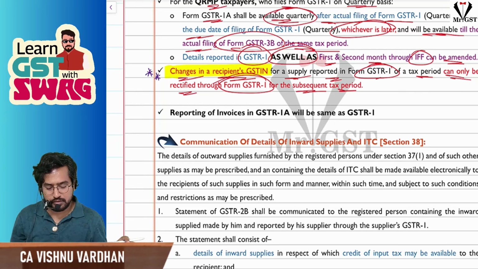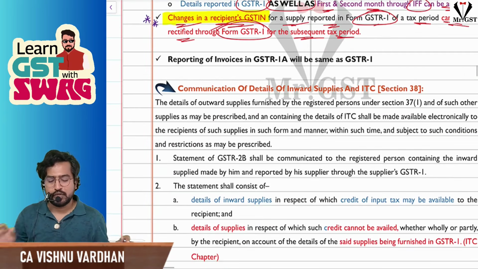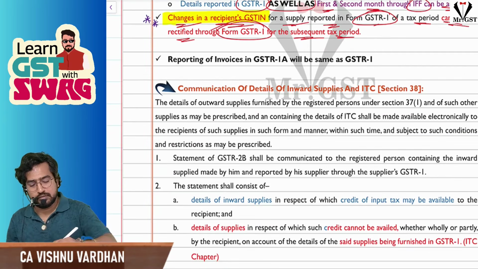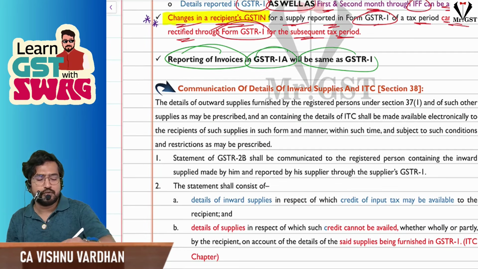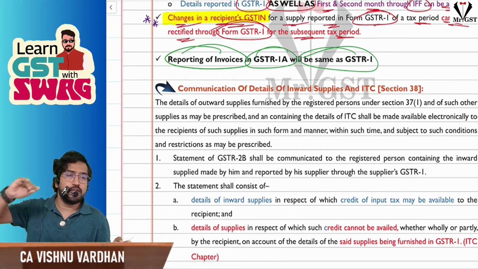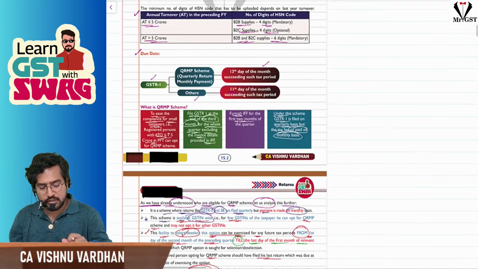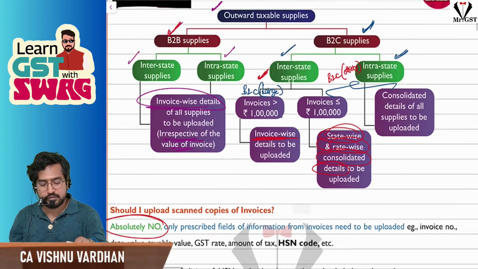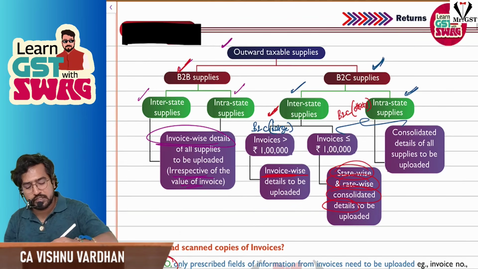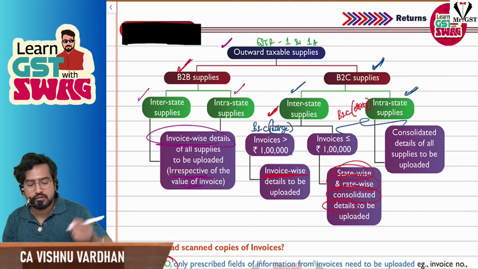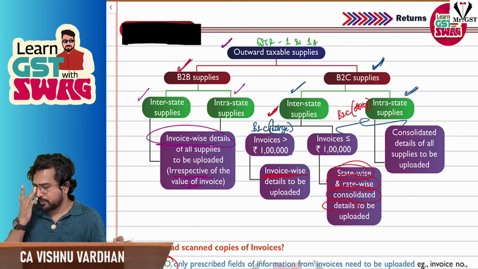Okay. Next, reporting of invoices. What is that reporting of invoices, ma? B2B invoice wise, B2C large invoice wise, B2C others consolidated figure. This is for both GSTR 1 and 1A.